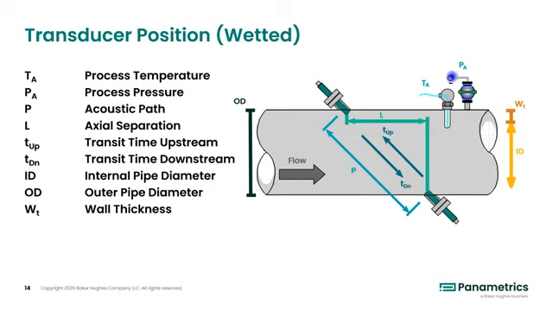Other parameters to note are the outer diameter, or OD, and the wall thickness. These two fixed values are entered into the flow meter to calculate the inner diameter. For a circular pipe, this ID lets us calculate the cross-sectional area, which then allows us to find the total volume of liquid that's flowing through the pipe.